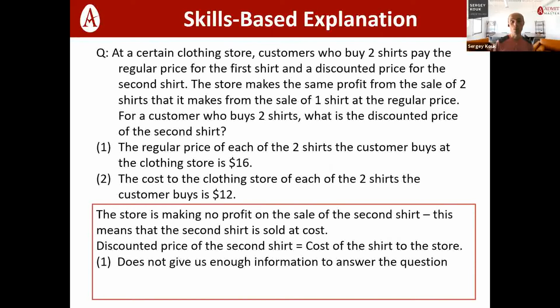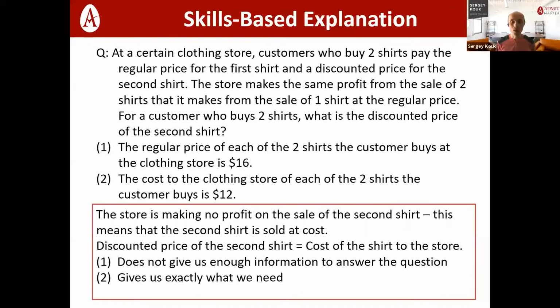How about statement two? Well, statement two says the cost to the store of each of the shirts is $12. So we're buying these shirts at 12, we're selling them at 16. But see, what we said is that the discounted price of the second shirt is actually equal to the cost to us, the store, and statement two gives us that cost. And we've already determined it's equal to the discounted price. So statement two gives us exactly what we need. And that is why statement two is sufficient.